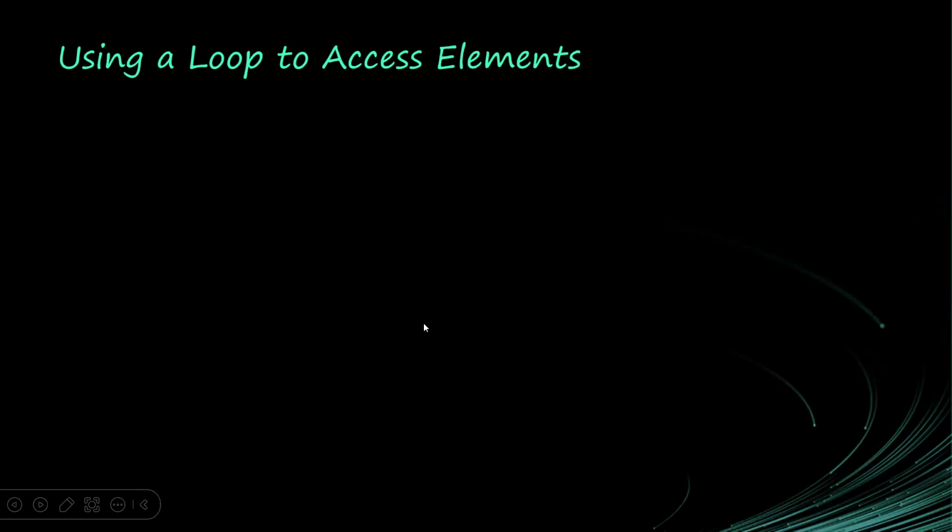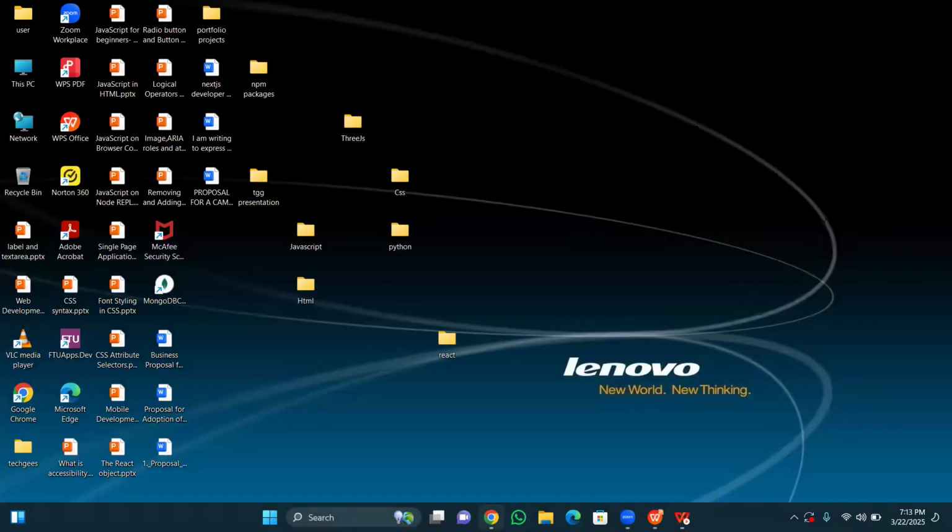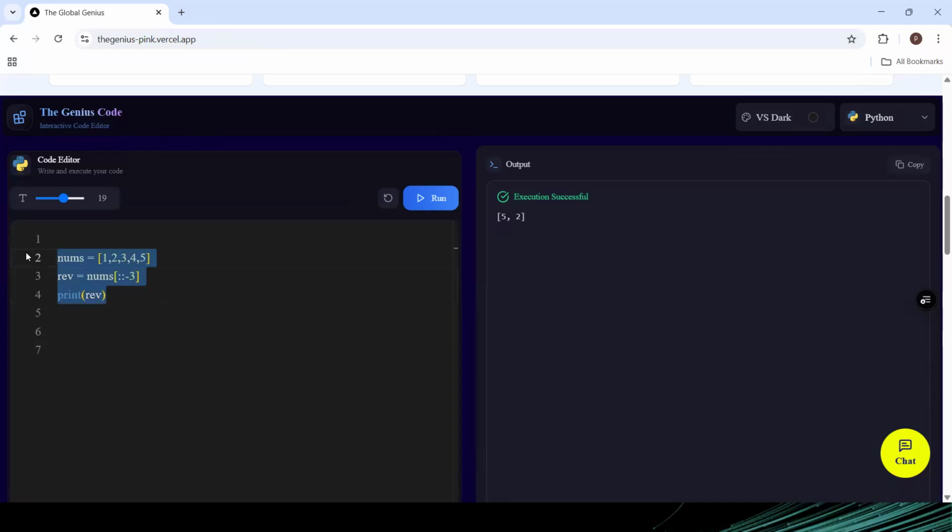So you can also use a loop to access the elements. In as much as we haven't talked about loops in Python, we'll talk about it later on, but let me just show you. We can use the for loop. Okay, so if I have a list, let's say I have fruits like this, and I have apple, I have banana, and I have, let's say, mango. So I can use a for loop to access.